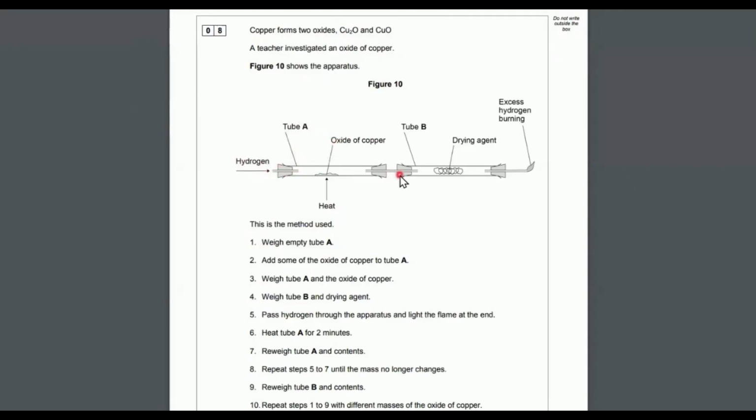Weigh the empty tube A, add some of the oxide of copper to tube A, weigh tube A and the oxide of copper, weigh tube B and the drying agent, pass hydrogen through the apparatus and light the flame at the end, heat tube A for 2 minutes, reweigh tube A and contents, repeat steps 5 to 7 until the mass no longer changes, so you're heating till a constant mass. Reweigh tube B and the contents, repeat steps 1 to 9 with different masses of copper oxide. Wow, that's a big method.